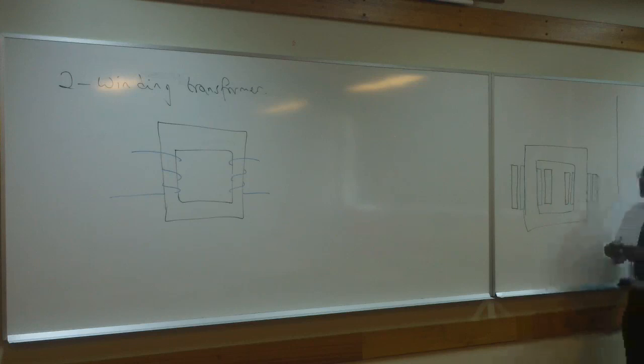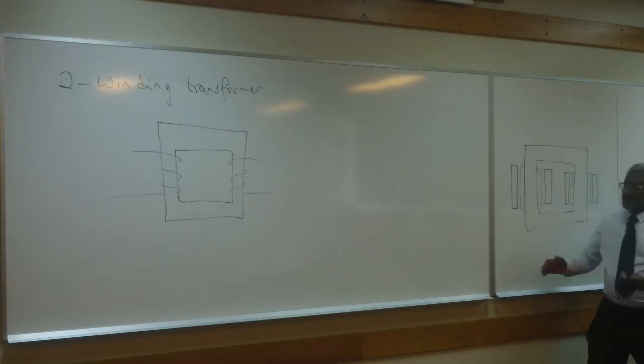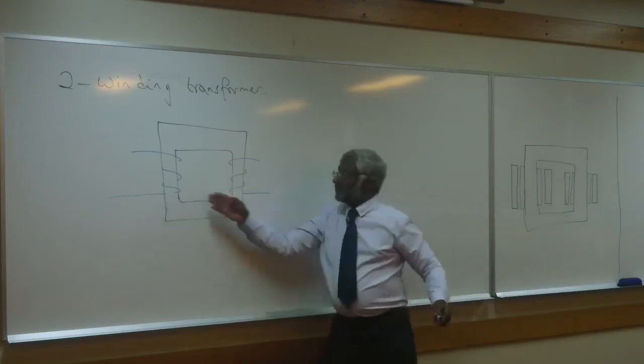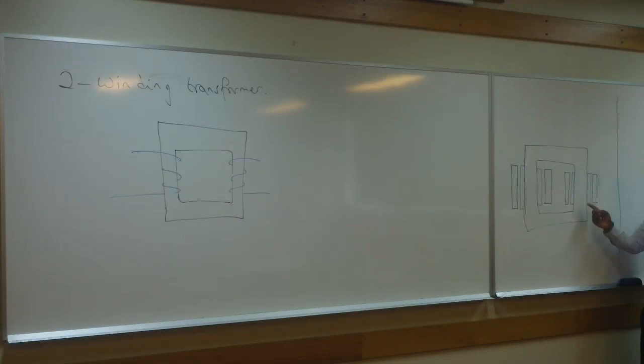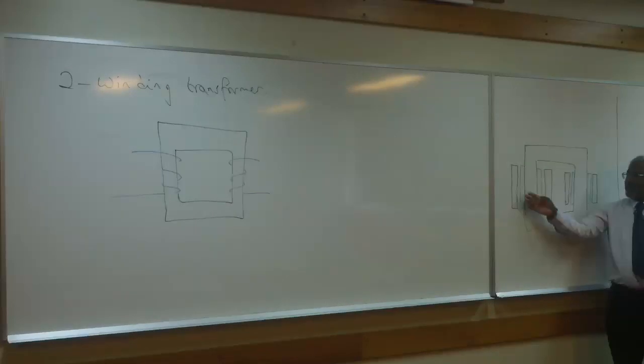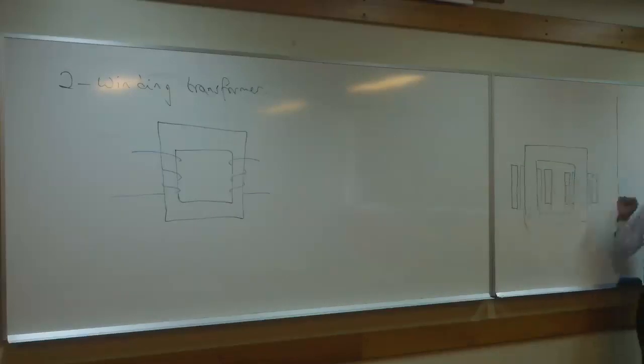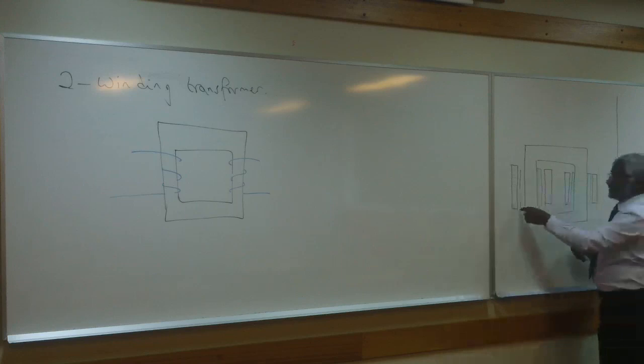primary and secondary are split. Instead of having primary, secondary, you would have half the primary here and half the primary here, and half the secondary and half the secondary. That's much better coupling between the two windings, much better magnetic coupling than the one that you would see there. And we'll talk about coupling a little bit later. So let's keep going.